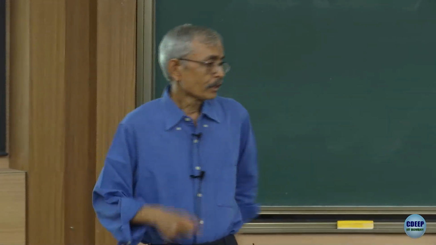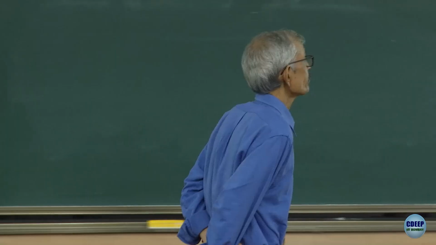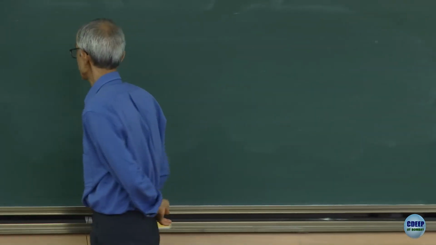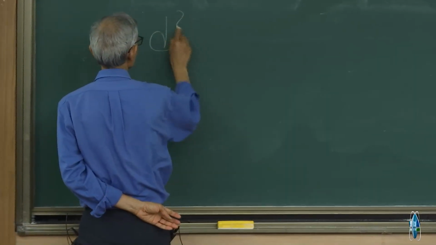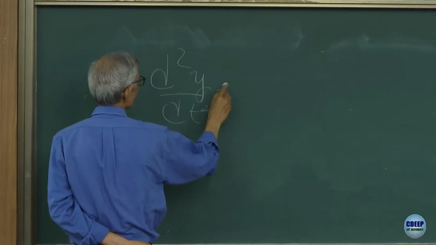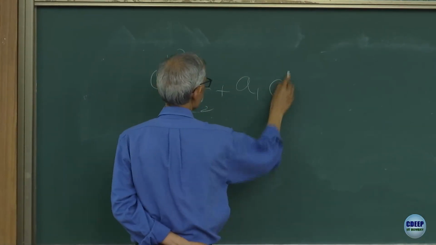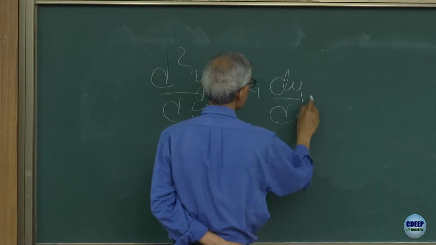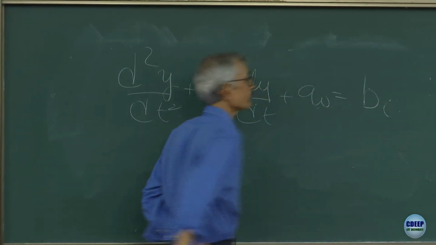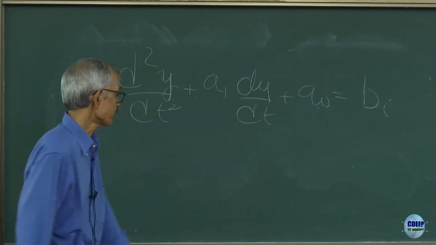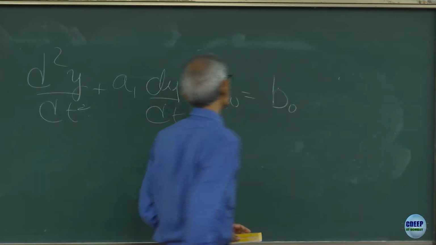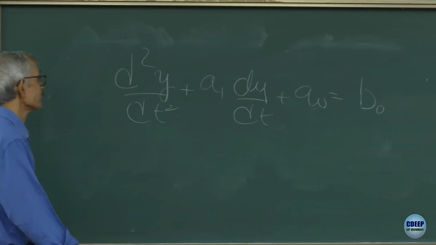Okay. All right, so we said that we would start with a differential equation, a second order differential equation. You have got d2y/dt^2 plus a1 dy/dt plus a0 y is equal to some input function b u. Okay. So this is the second order differential equation that we are going to be starting with.